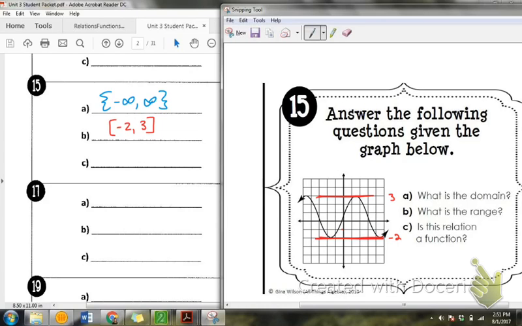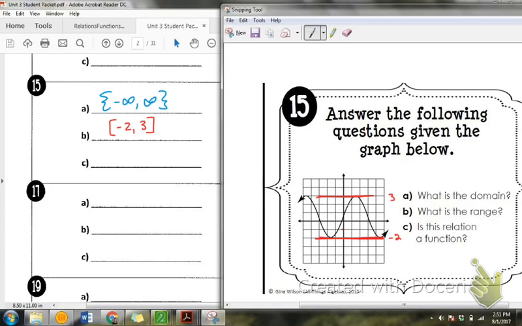I thought we were using brackets. So, I'm sorry, these kinds of brackets, right? So do you see the difference between the two? Okay. Because we want to say it doesn't actually just go up to negative 2, it actually touches negative 2, and that's what the brackets mean. So is this relation a function?